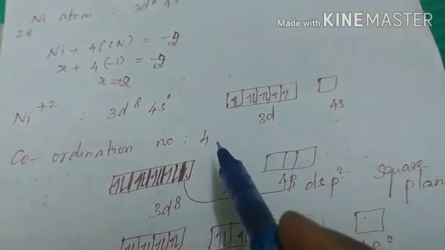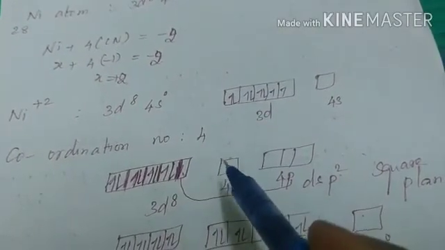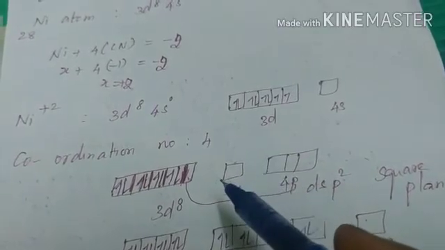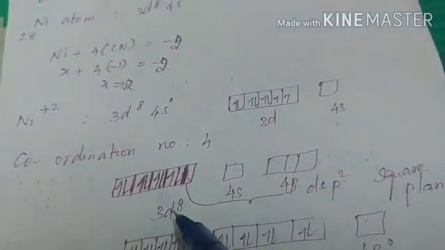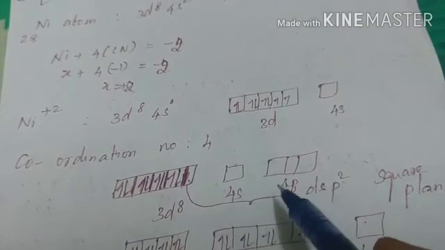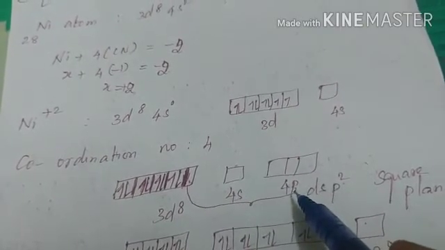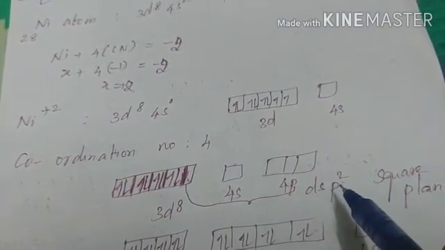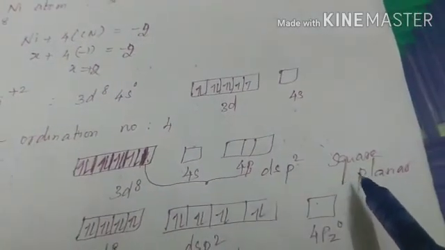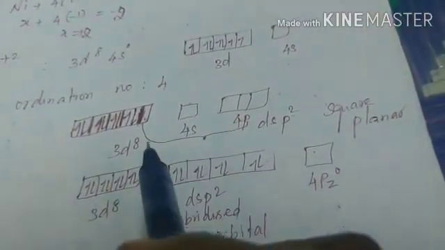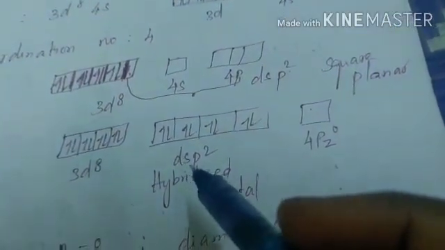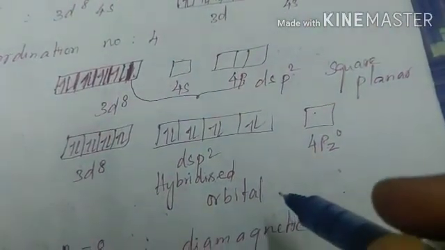Coordination number is 4. So, each ligand donates one pair of electrons to the vacant orbital of the central metal atom. So, it fills one 3d orbital, one 4s orbital and two 4p orbitals. So, it has dsp2 hybridization. It has square planar shape. So, overlapping of these 4 orbitals produces 4 dsp2 hybridized orbitals.